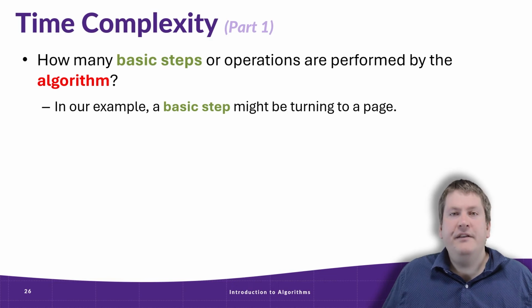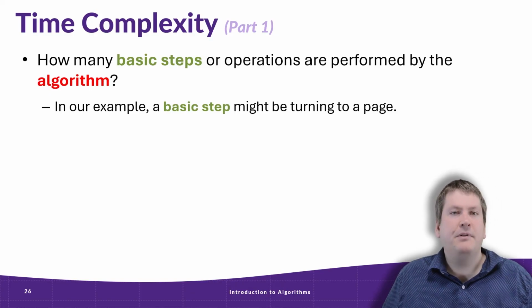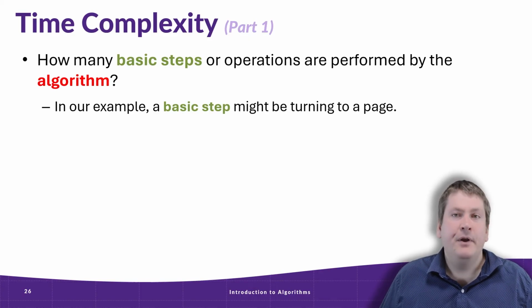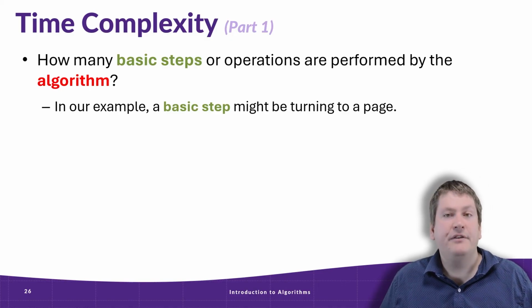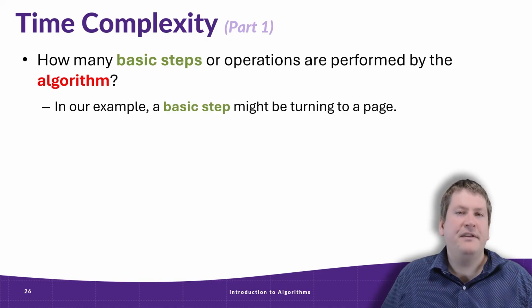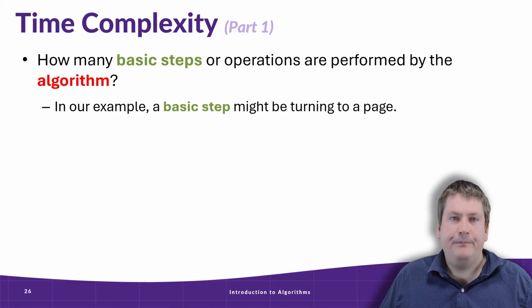The way we deal with this is to use something called time complexity, rather than trying to measure the performance in terms of seconds. Time complexity is a representation of how many basic steps or operations are required to be performed by an algorithm to return a result and terminate. In our example, a basic step might be turning a page in the phone book or comparing a name with another one that we're looking for.